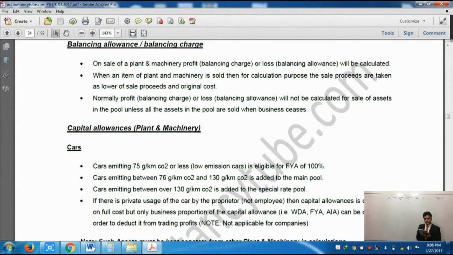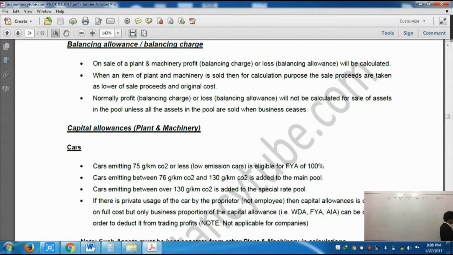On sale of plant and machinery, profit, in the bracket it says balancing charge, or loss, balancing allowance, will be calculated. When an item of plant and machinery is sold, then for calculation purposes the sale proceeds are taken as the lower of sale proceeds and original cost. You know this from your earlier accounting studies anyway. So when you sell an asset, you take the lower of sale proceeds and original cost.